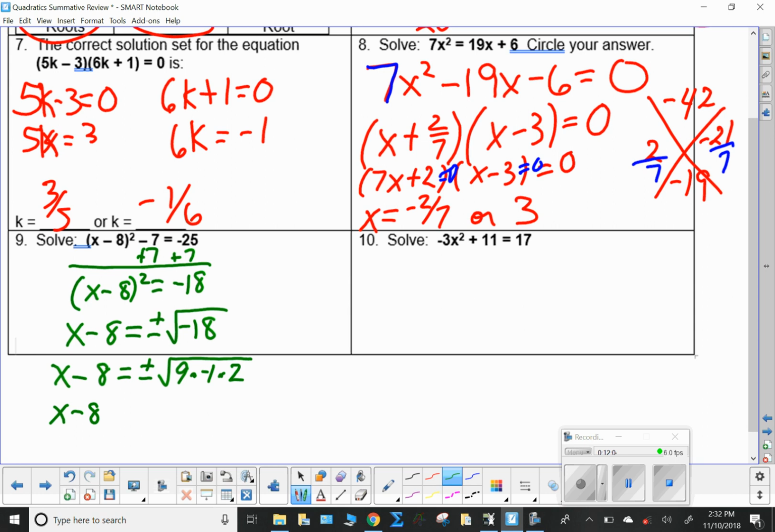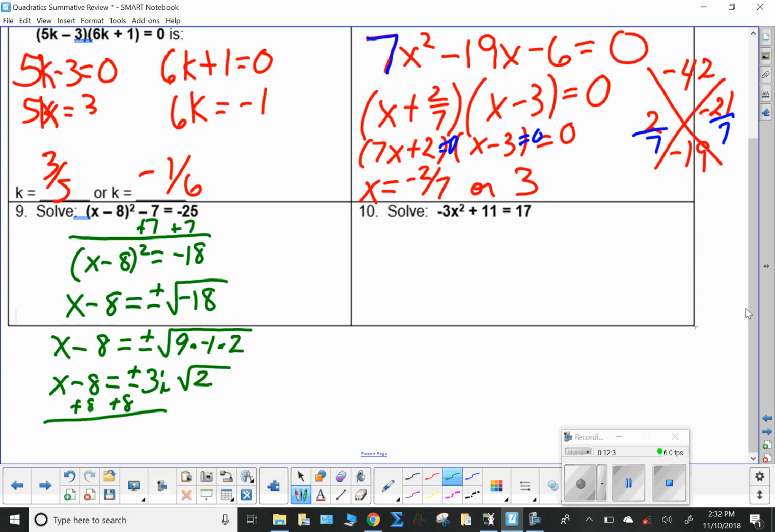x minus 8 is equal to plus or minus 3i. The square root of 9 is 3. The square root of negative 1 is i. And then this 2 stays inside. Now to get x by itself, I add 8 to both sides. So when I add 8 to both sides, I'm going to have that x is equal to 8 plus or minus 3i square root of 2.